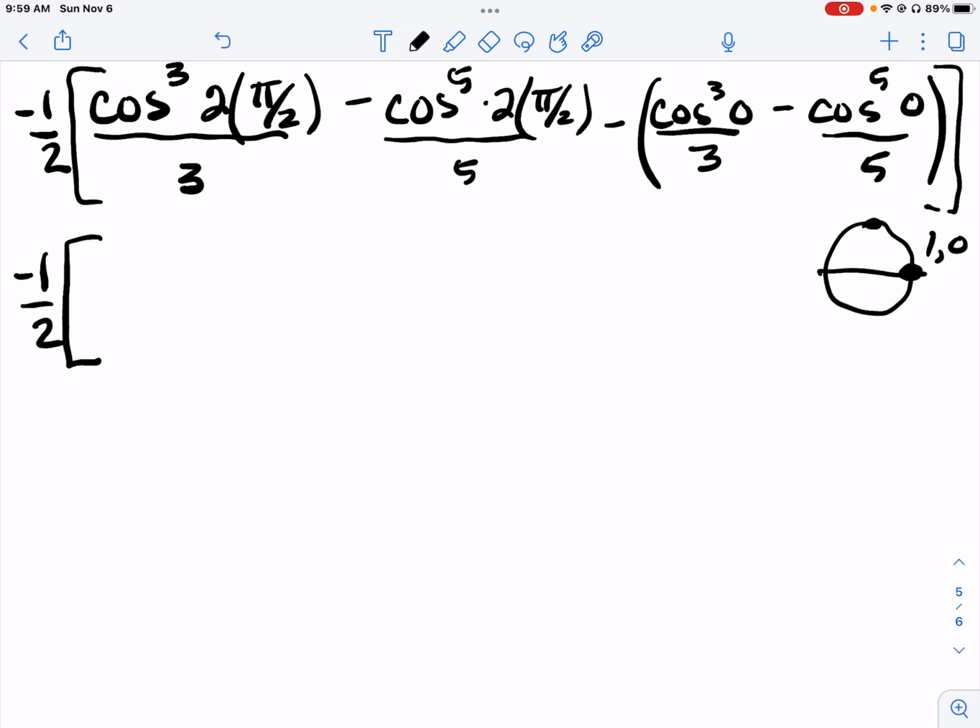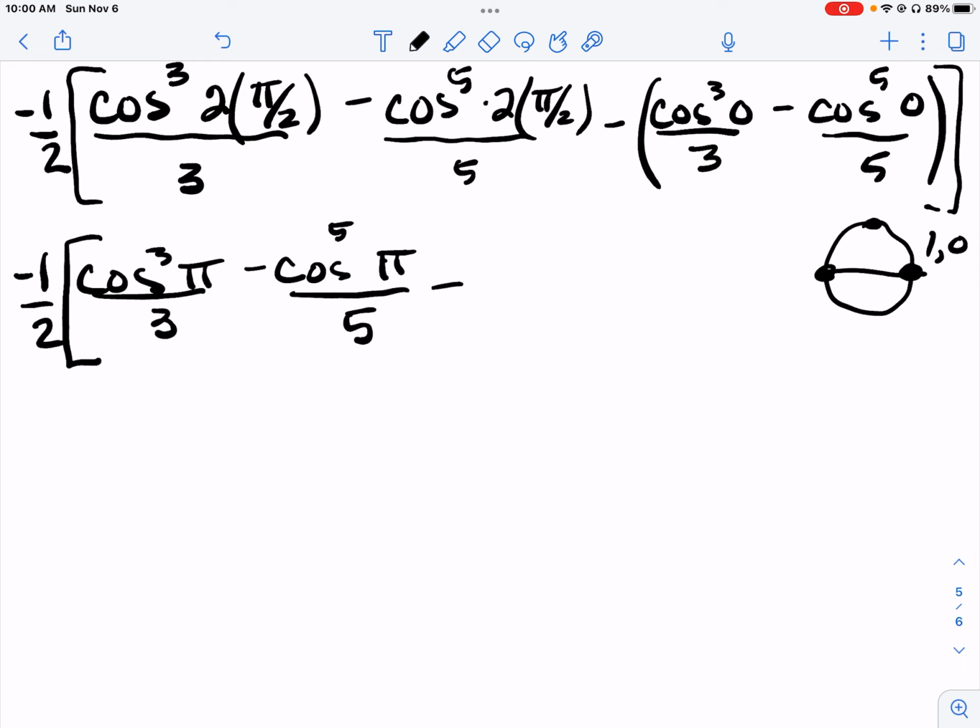This is pi over 2. Sorry, we don't have pi over 4. We have pi over 2. So this is cosine cubed. 2 times pi over 2 is pi. Okay. The cosine of 0 is 1. So this is 1/3. And this is 1/5.